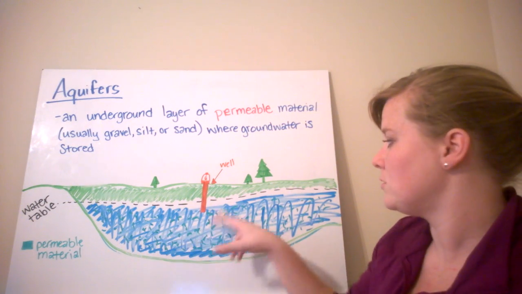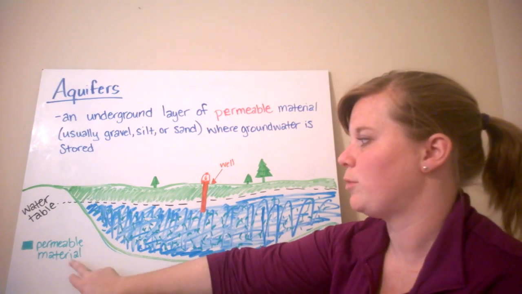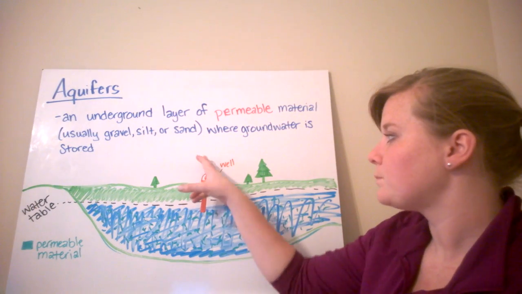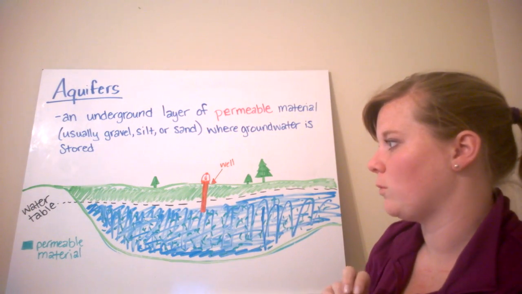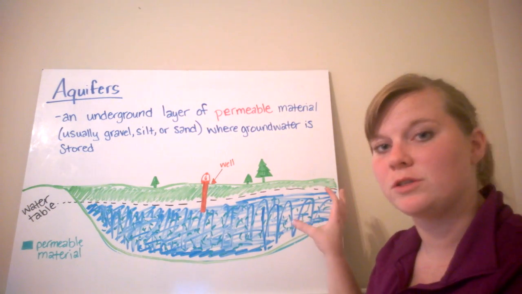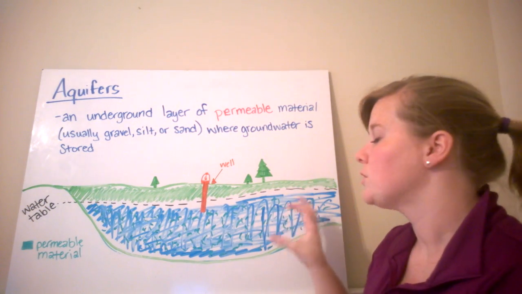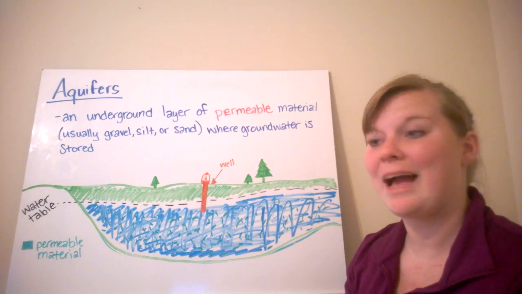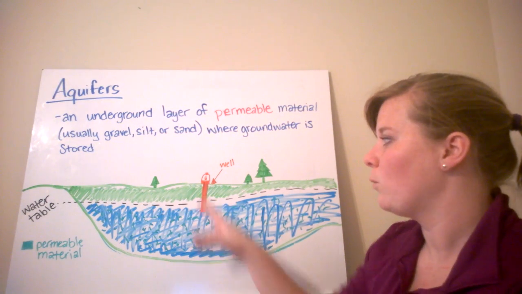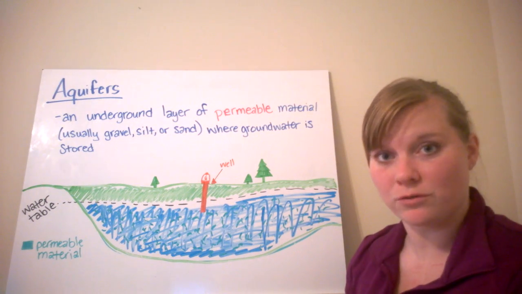Now, all these little green dots that you can see represent our permeable material that our water is sitting in. So our well has to go past our water table into this permeable material where water is stored, which is called our aquifer. Aquifers are really special because they actually have the ability to filter water. So when we get well water, it's actually filtered for us.